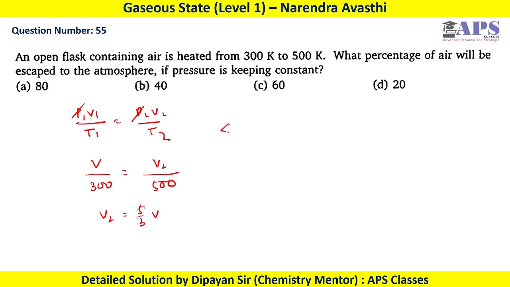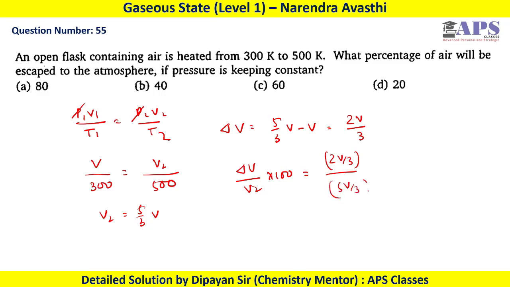So it is a change in volume. Finally it is 5 by 3 volume, minus initially it is 1. So the change in volume is 2 by 3. Now we have to calculate the percentage. So change divided by V2 multiplied by 100 will give you the percentage. So 2V by 3 divided by 5V by 3 multiplied by 100, and from this we can calculate it is going to be 40%. So option B will be the correct option.